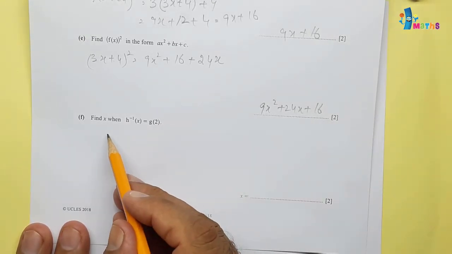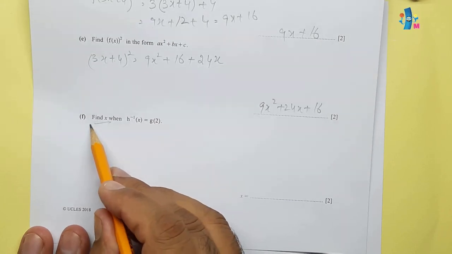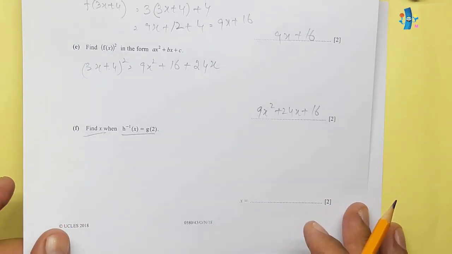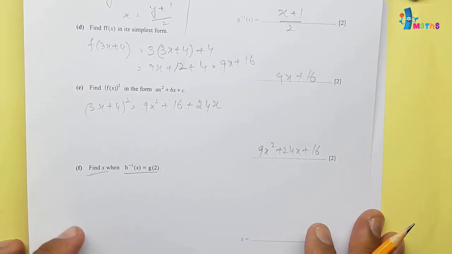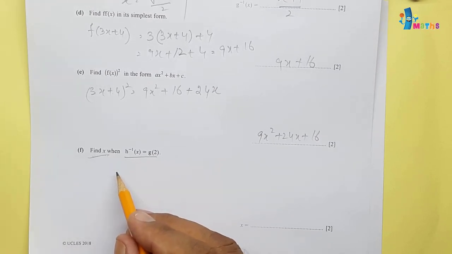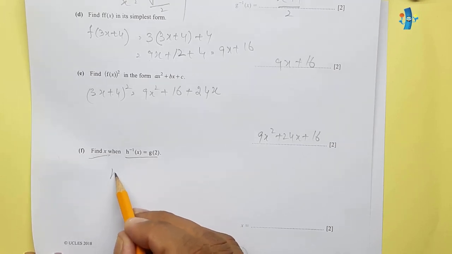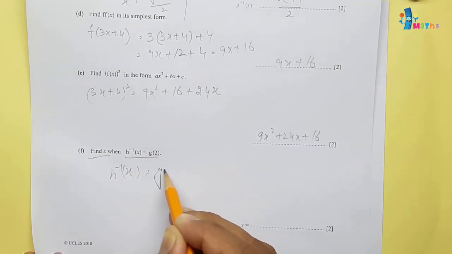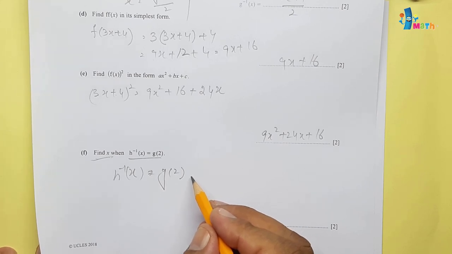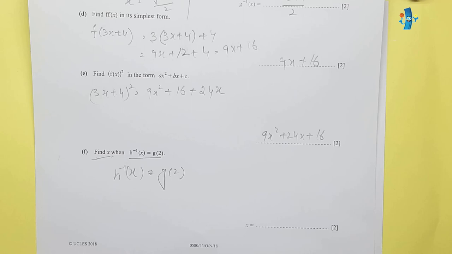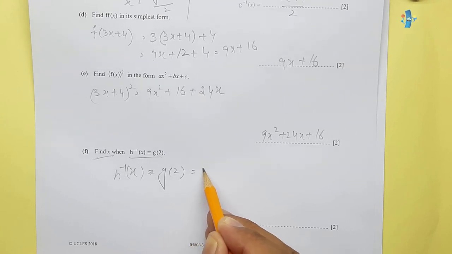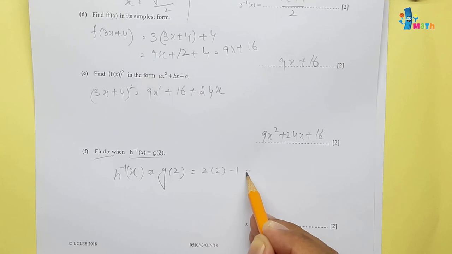Then comes f of x, and h inverse of x is equal to f of x. Find x when h inverse of x is equal to g of 2. And h inverse of x we have not yet found. So what we will do, we will write here h inverse of x is equal to g of 2, and g of 2 is what? G of 2 will be equal to 2 into 2 minus 1, which is 4 minus 1, and 3.